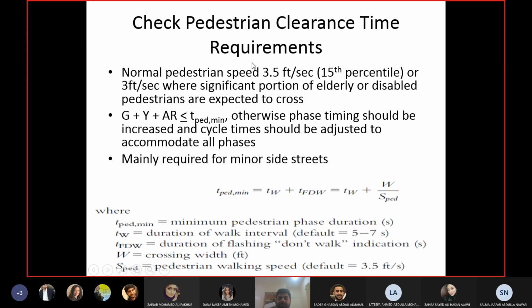If you feel this is not good, you can use 3 feet per second as the speed, which is used when you have elderly or disabled pedestrians expected to cross from that street. They also give you the percentile, so you can collect your own data and calculate the 15th percentile yourself. Now the rule is green plus yellow plus all red should be less than or equal to the minimum pedestrian required time.